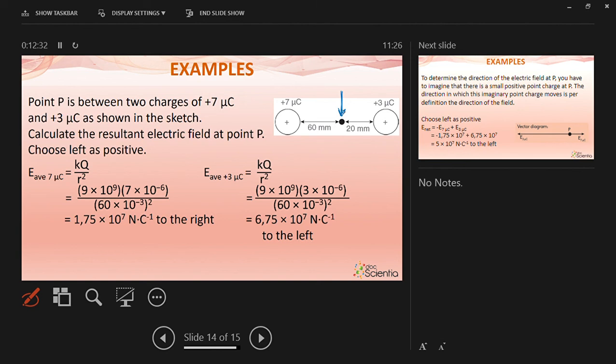How do we know the direction? It doesn't have a charge. It doesn't need a charge. We're looking at electric field. So remember, electric field looks at just one thing. Not two things. Just one thing.